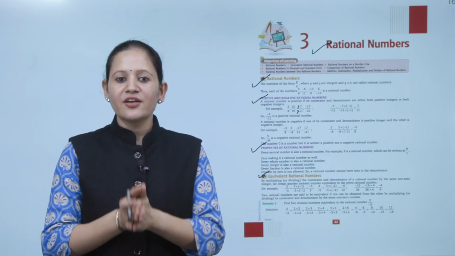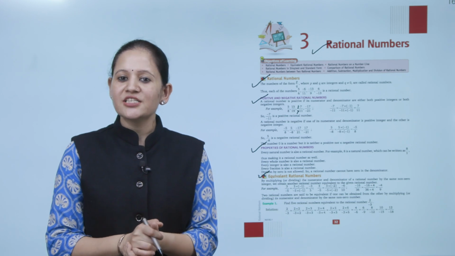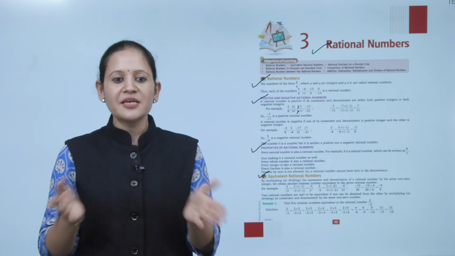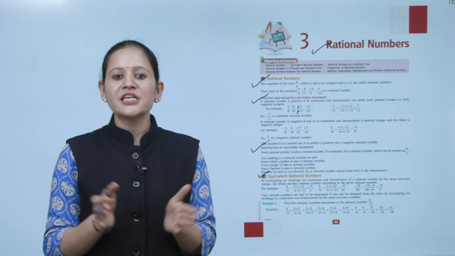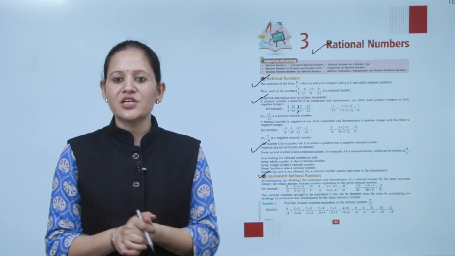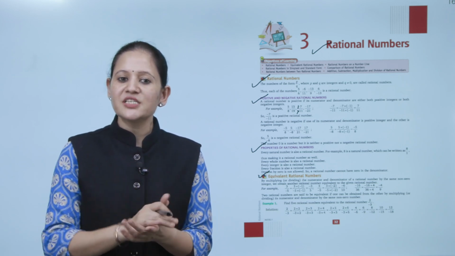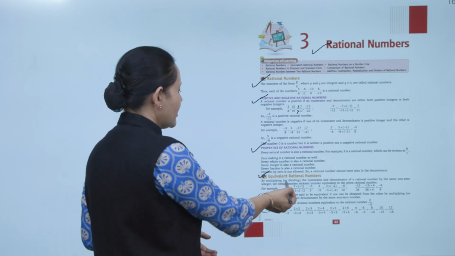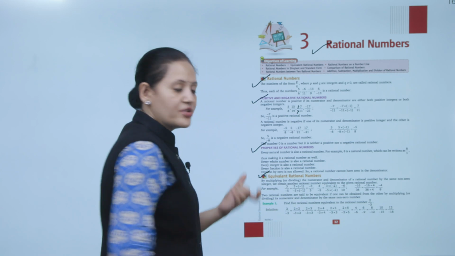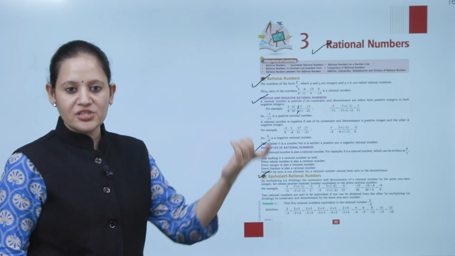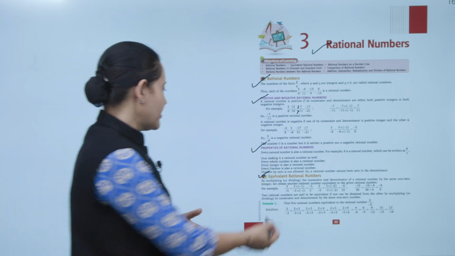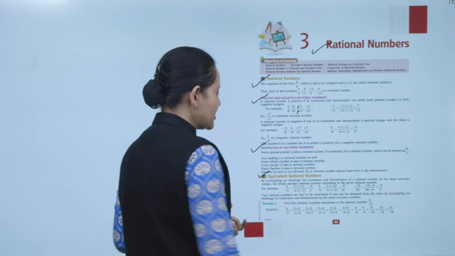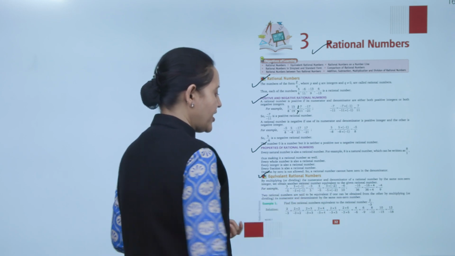By multiplying or dividing the numerator and denominator of a rational number by the same non-zero integer, we obtain another rational number equivalent to the given rational number. For example, 3 upon minus 5. So here, what we'll do? 3 upon minus 5, we multiply both the numerator and denominator by the same non-zero number. Minus 1 से multiply करेंगे, so we'll get minus 3 upon 5.